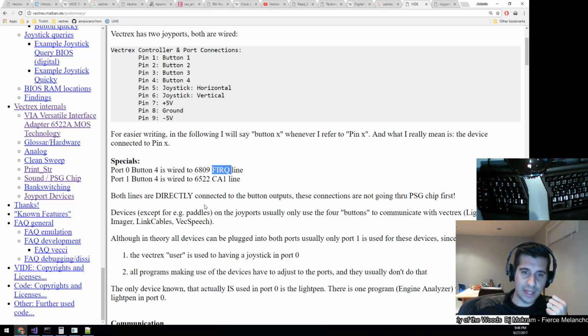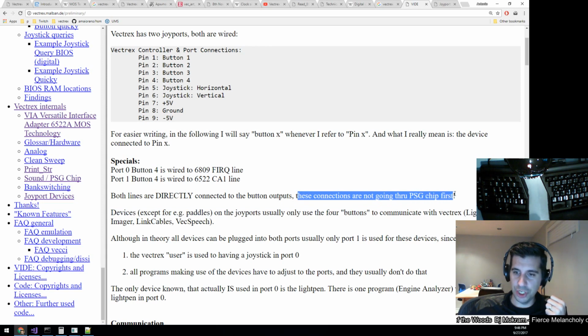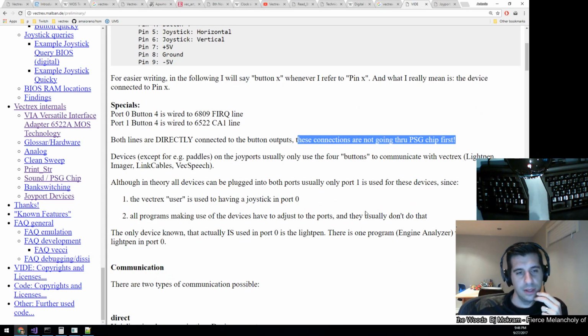"Both lines are directly connected to the button outputs. These connections are not going through PSG chip first. Devices, except for paddles, on the joy ports usually only use the 4 buttons to communicate with Vectrex. Light pen, imager, link cables, Vex speech. Although in theory all devices can be plugged into both ports, usually only port 1 is used for these devices, since the Vectrex user is used to having a joystick in port 0."